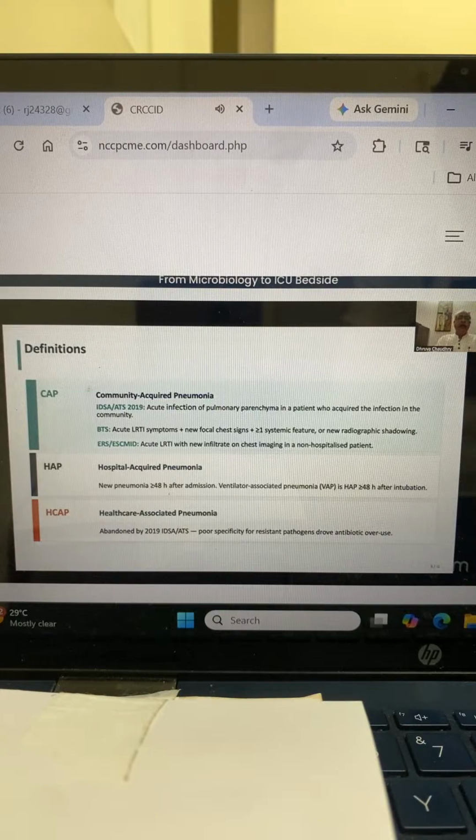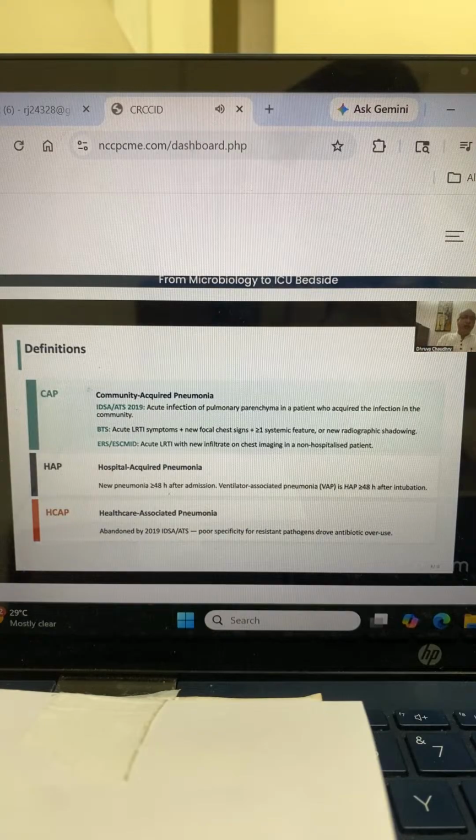The European Respiratory Society and European Society of Critical Care made it a little simpler. They said that it is an acute LRTI with a new infiltrate. So if somebody comes with acute symptoms of cough, or along with it an expectoration, and you see on the chest X-ray a new infiltrate coming up, it's pneumonia for all practical purposes.